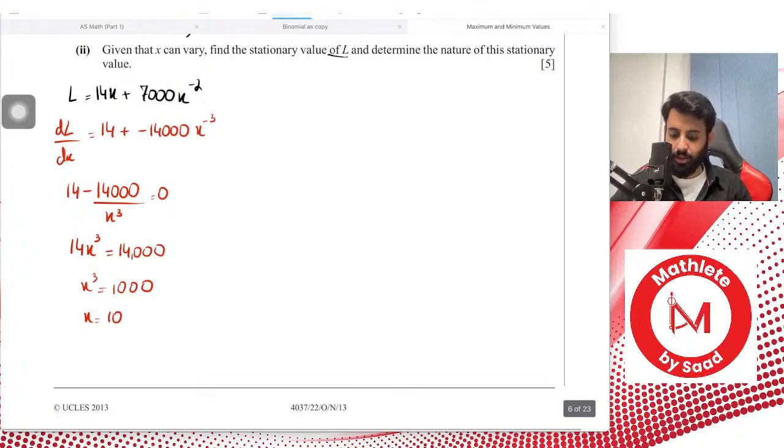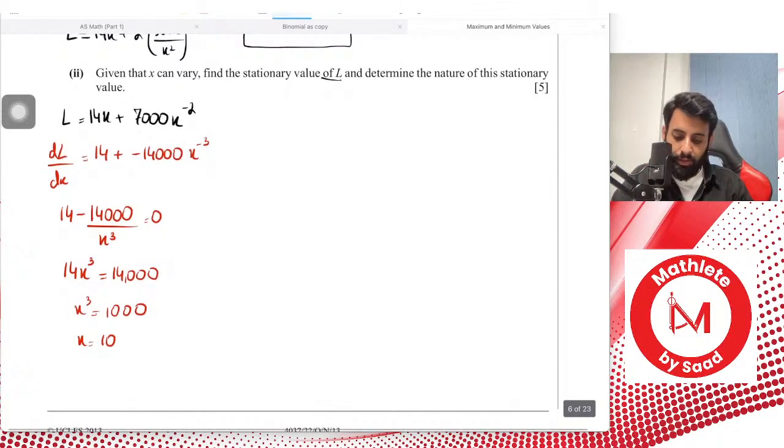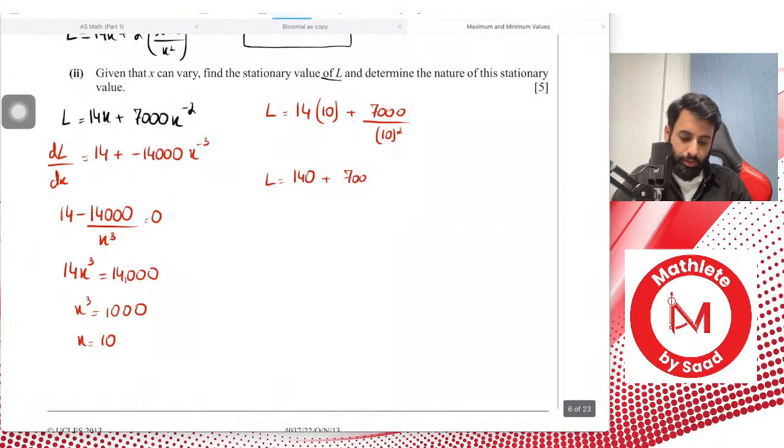Yes, Munazza, that's the correct answer. Good job. But don't get carried away, this is not what the question is asking for. The question is actually asking you to find the stationary value of L. So the stationary value of L you will determine by plugging in the value of x, which you just found, in the original equation. So 14 into 10 plus 7,000 over 10 squared. Let's see, what do we have? So we have 140 plus 7,000 over 100.